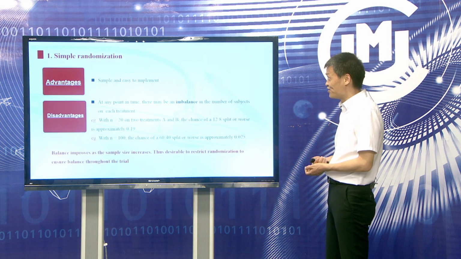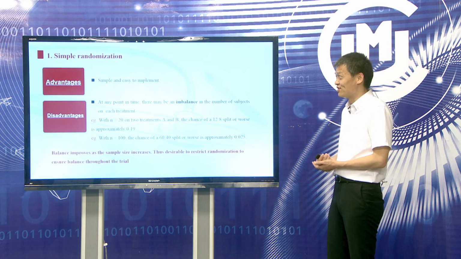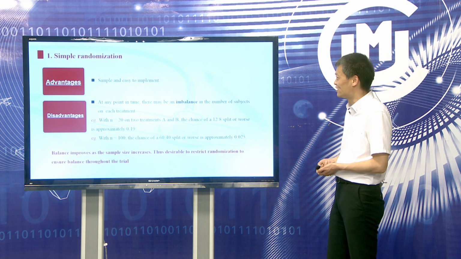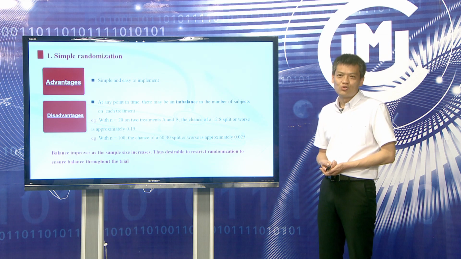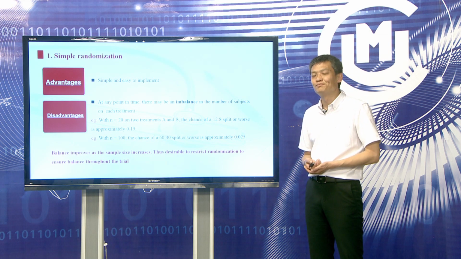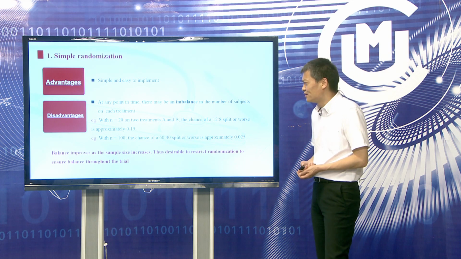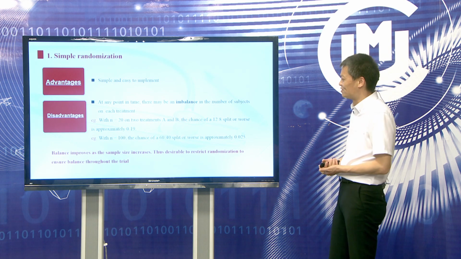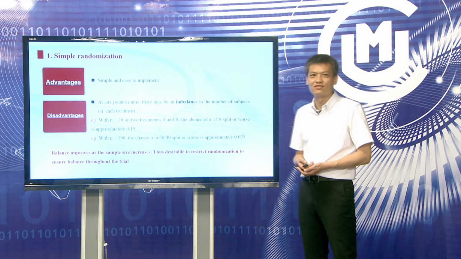Simple randomization is very simple and easy to implement, but it has some disadvantages. For example, at any point in time, there may be an imbalance in the number of subjects on each treatment. With 20 participants on two treatments, A and B, the chance of a 12 to 8 split or worse is approximately 19%. The balance improves as the sample size increases. Thus, it is desirable to restrict randomization to ensure balance throughout the trial.